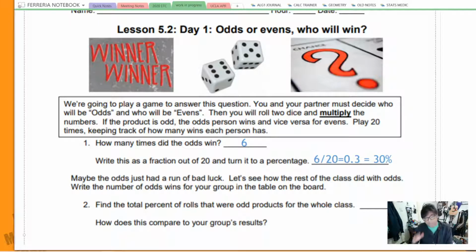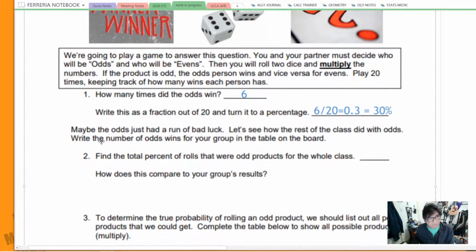So, whoever got even clearly got the better end of the deal here. Or not. Maybe it was just bad luck. So that's one thing that could happen. Maybe we just happened to roll a lot of evens on our dice. So let's see how the rest of the class did with the odds. And so we're going to run a simulation to see how the rest of the class did.